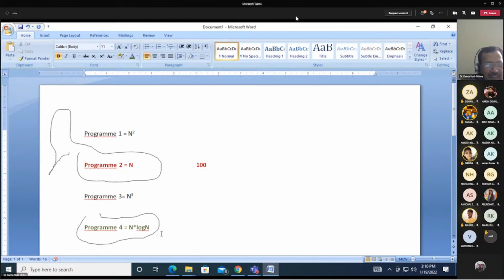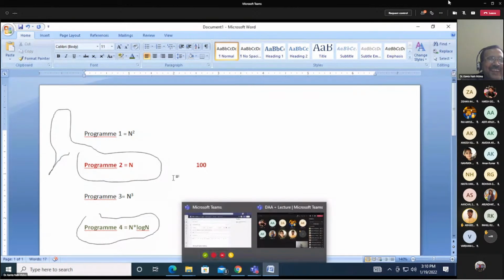You can assume base 10. Base 10, sir. 200, sir. Yeah. So n log n will be how much? 200. So program 2 is taking 100 units of time, and program 4 is taking 200 units of time. So who is taking the smallest amount of time? Program 2 or program 4? Program 2, sir.